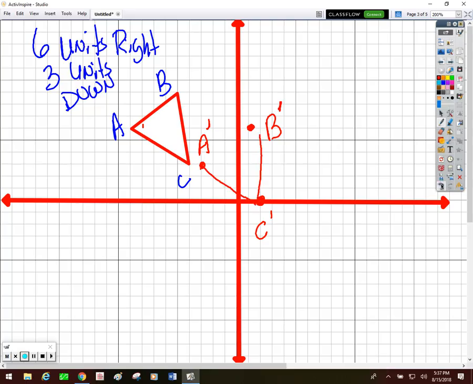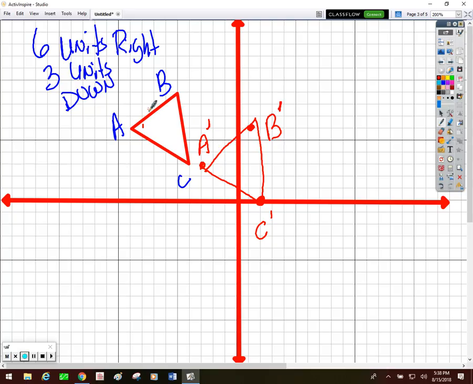Let's have it just a little bit better. We're going to connect our points to show the translated triangle. And I know I went off here, but those two triangles are congruent. They look the same. They're the same shape, the same size, the same angle measurements. The only difference is I moved it from here to here. So that is the key for my translation, is a slide.